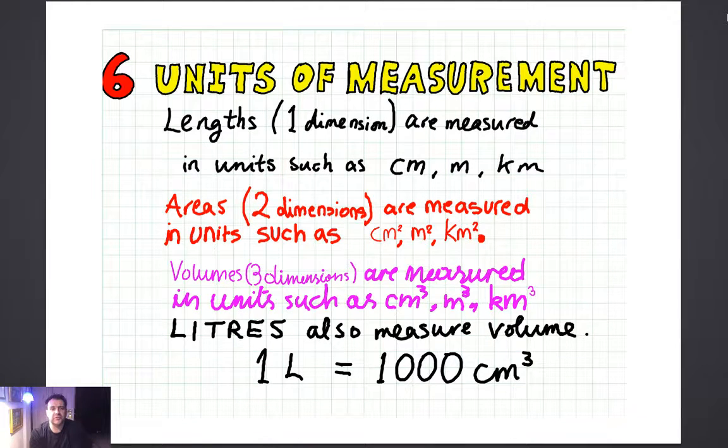MYP3 Unit 2 Chapter 6 was all about units of measurement. It's just talking about the difference between units of measurement for lengths in one dimension, such as centimeters, meters, kilometers; areas in two dimensions, so they're in centimeters squared, meters squared, kilometers squared; and then volumes for three-dimensional things, which are measured in centimeters cubed, meters cubed, kilometers cubed.